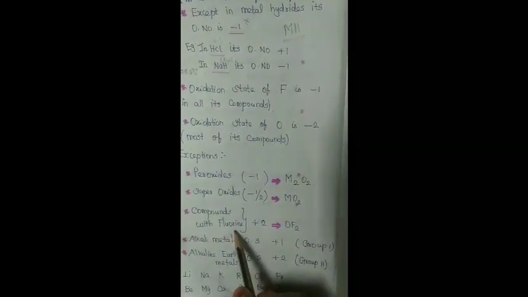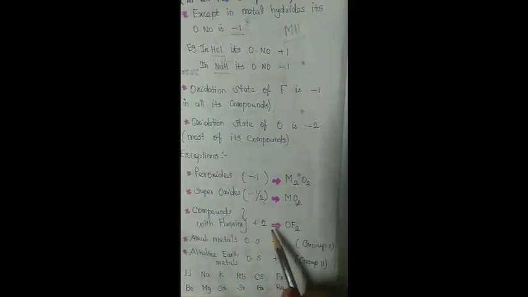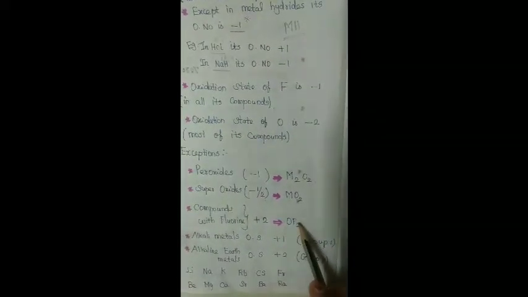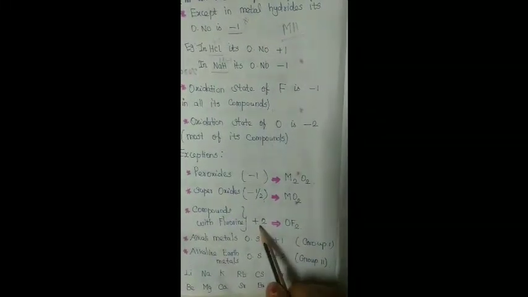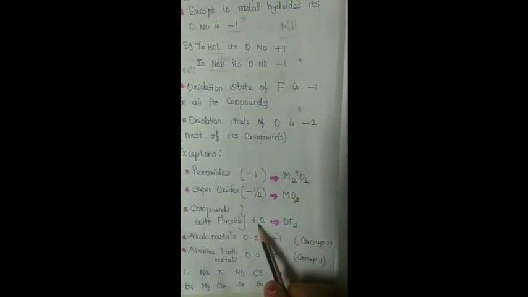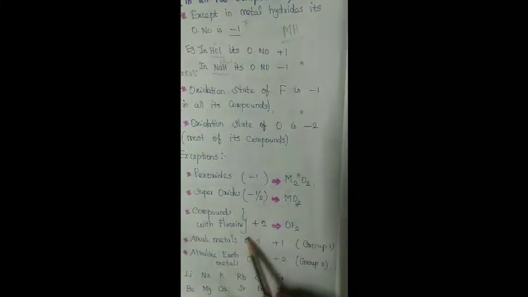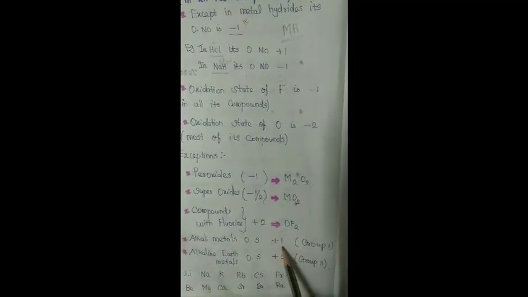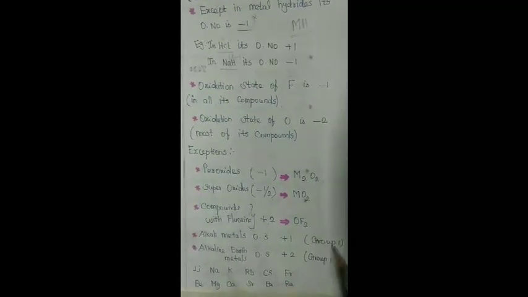Compounds with fluorine: when oxygen is combined with fluorine, it exists in the plus 2 oxidation state. And then alkali metals. In the case of alkali metals, the oxidation state is plus 1. What are called alkali metals? Group number 1 is called alkali metals. Okay students.